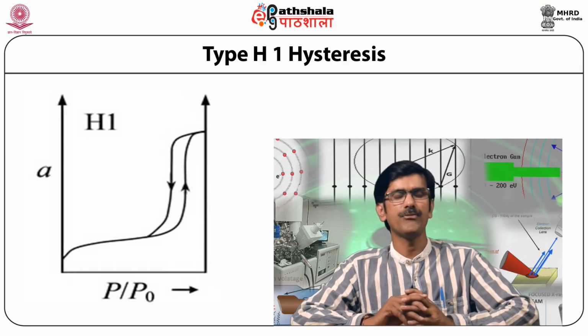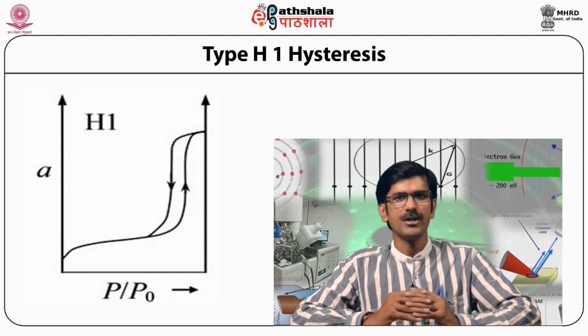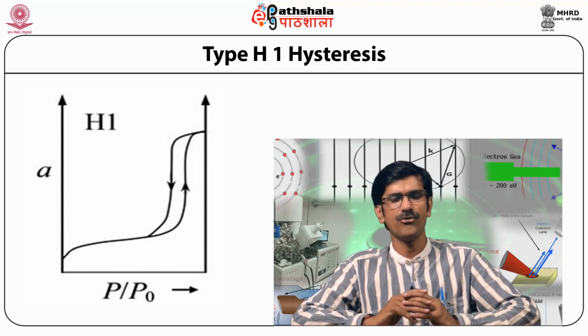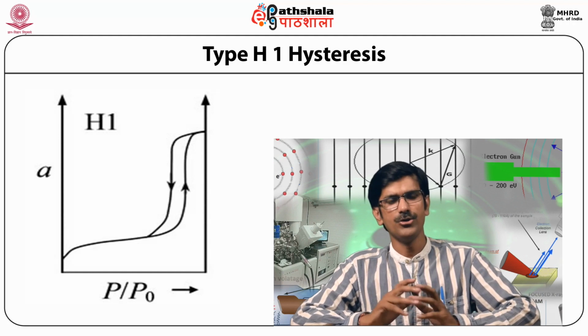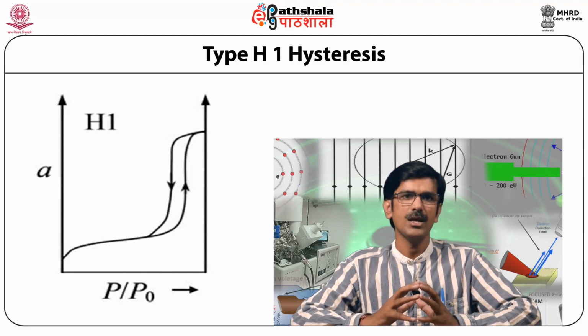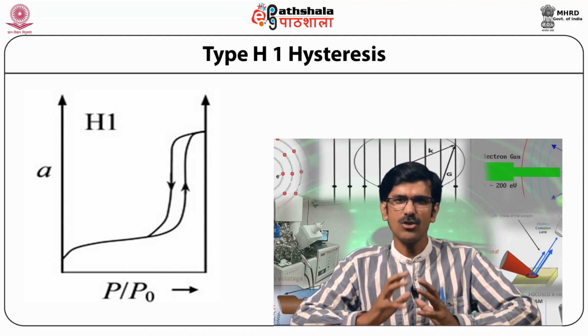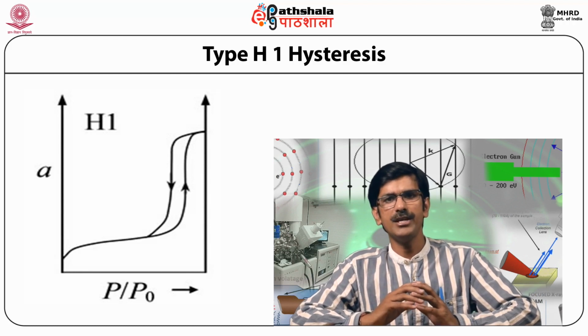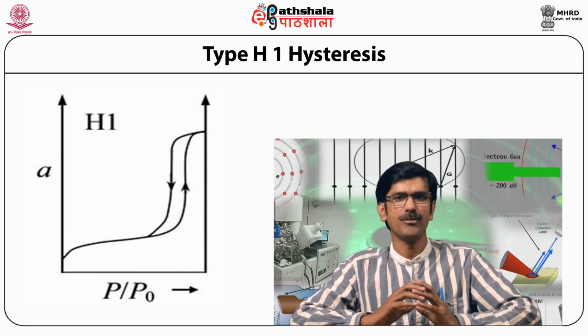First one is the type 1 hysteresis. As we can see from the graph, the 2 branches are nearly vertical and closely parallel over a considerable range of gas uptake. H1 is associated with porous materials consisting of agglomerates or uniform spherical structures in a regular arrangement. H1 hysteresis is also observed in materials with cylindrical pore geometry and relatively high pore size uniformity.